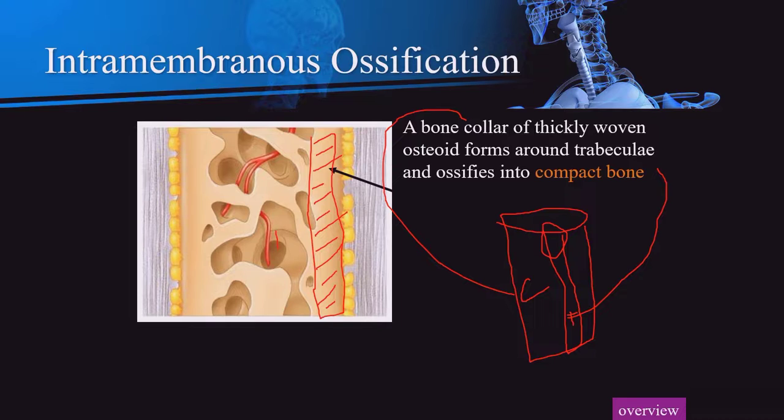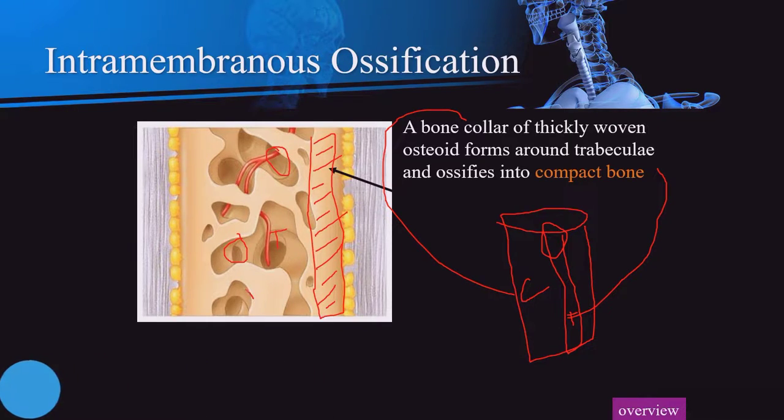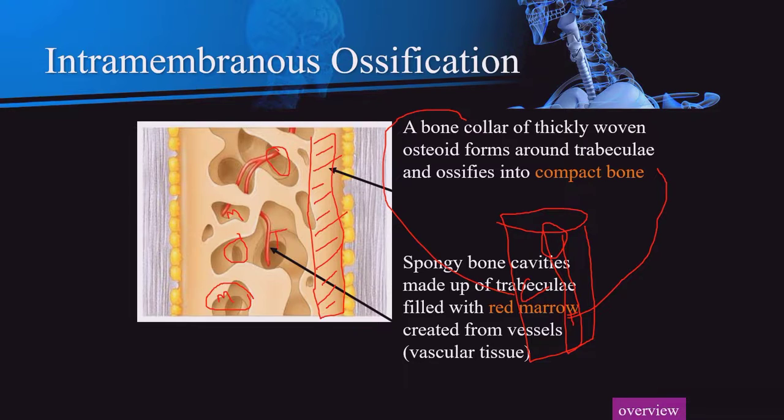Similarly, at the center portion too, there was trabecular bone, right? Now what happens to this trabecular bone or the spongy bone is that there starts the formation of cavities or hollow spaces, and those hollow spaces are now filled with red bone marrow. The red bone marrow is derived from embryonic blood vessels or the vascular tissues. I hope you guys remember that the spongy bone primarily has red bone marrow in its marrow space, right? So that's it about intramembranous ossification.